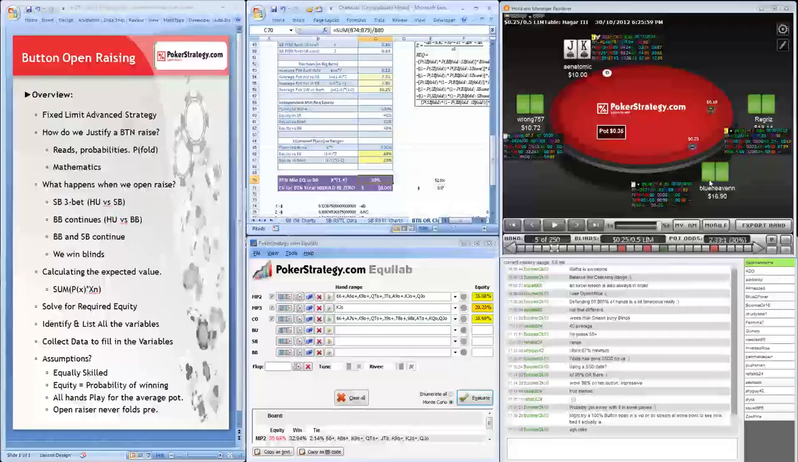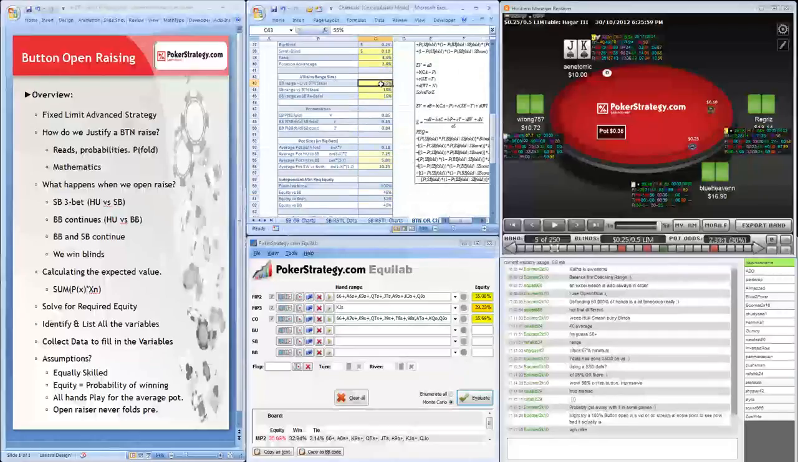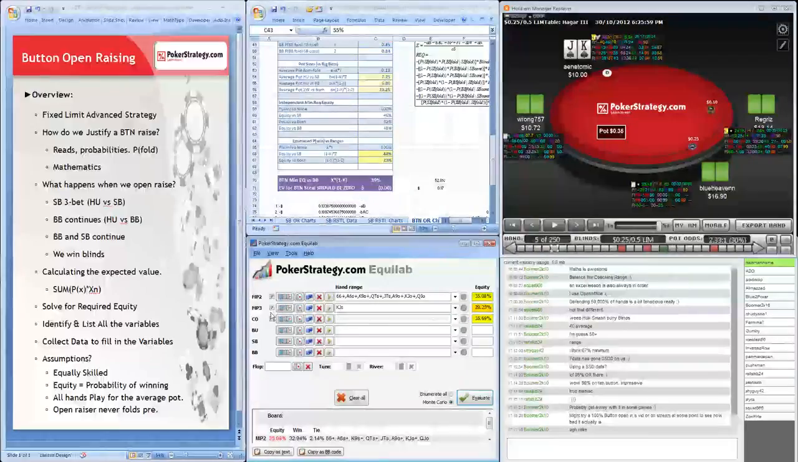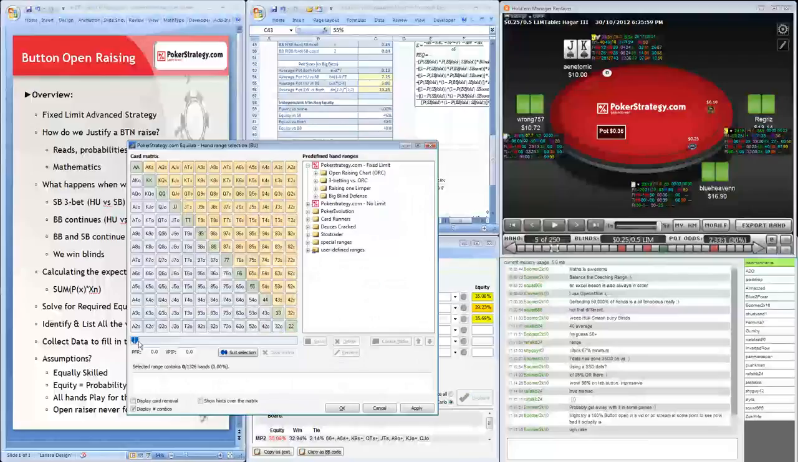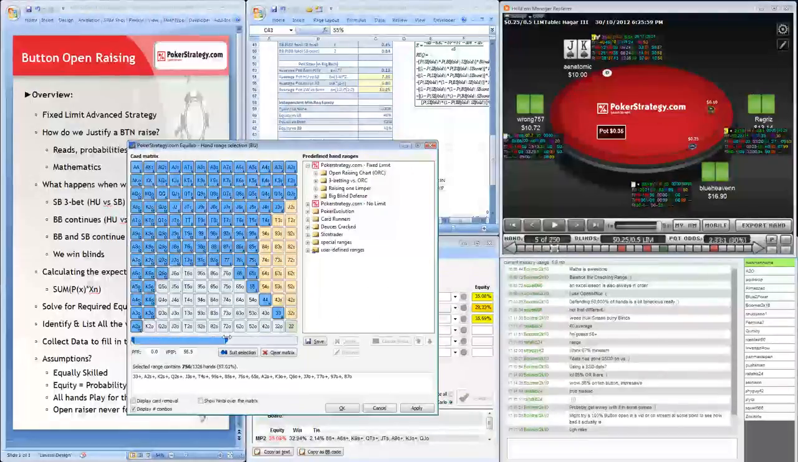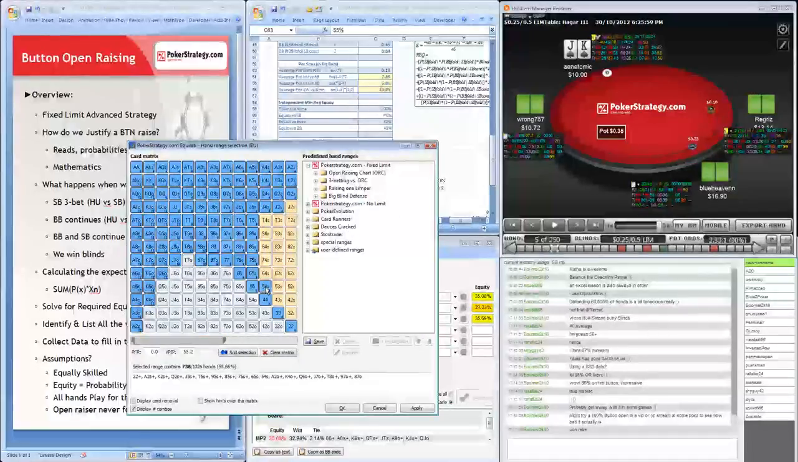Now what we can see here is that to justify an open raise, we need to have above 39% equity against the big blind's hand range. We said that he's continuing 55% of the time up here, right? So let's deselect these two, and we'll give the big blind a hand range to continue against us, whether it's by calling or 3-betting. Again, we want to put in more suited hands than offsuit ones. And again, we can make small changes in here. There's lots of different ways we can look at this. We're saying that he continues about 55% of the time.